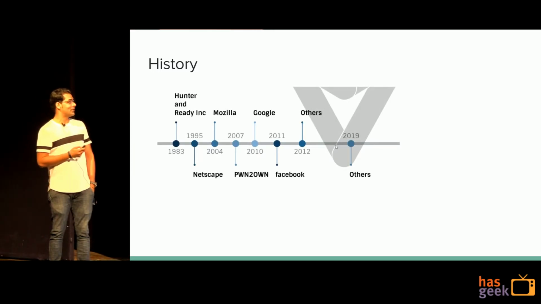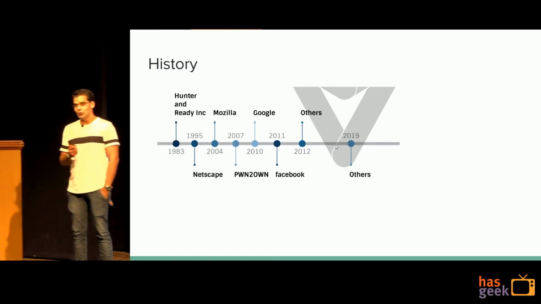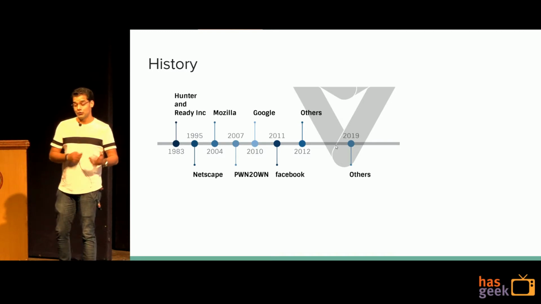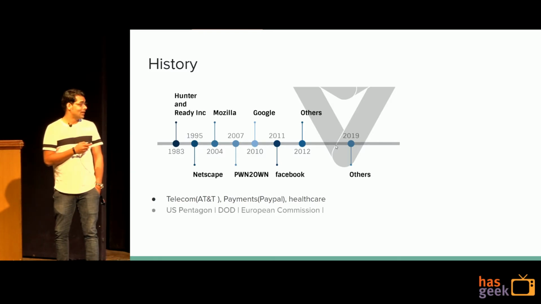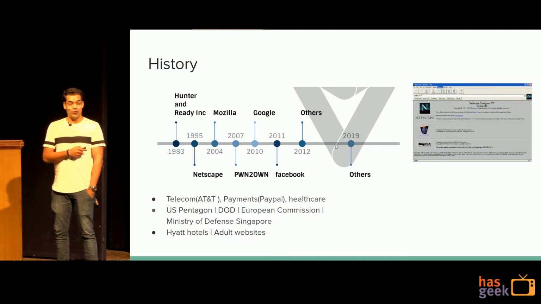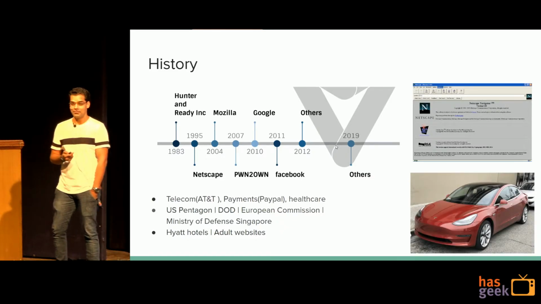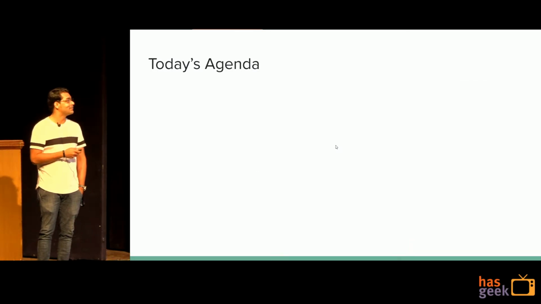Some history about bug bounty. What I recently got to know is that the first bug bounty came in 1983 with Hunter and Ready Corporation. Then Netscape Navigator 2 launched one in 95, then Mozilla, Pontoon, Google, Facebook, to now all the telecom operators have it, payment companies have it, all the governments have it, hotels have it, adult websites have it. And it has gone from finding bugs here and getting this as a gift as well. And that's how it transitioned in the last probably 2.5 decades.